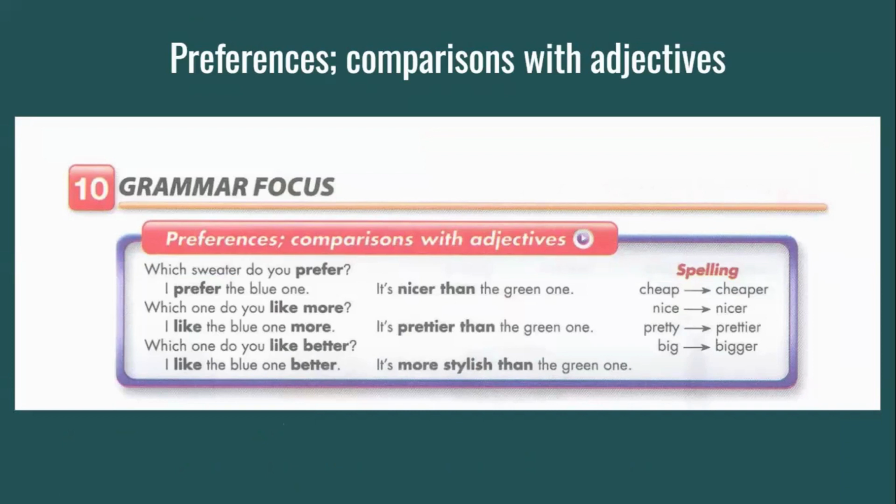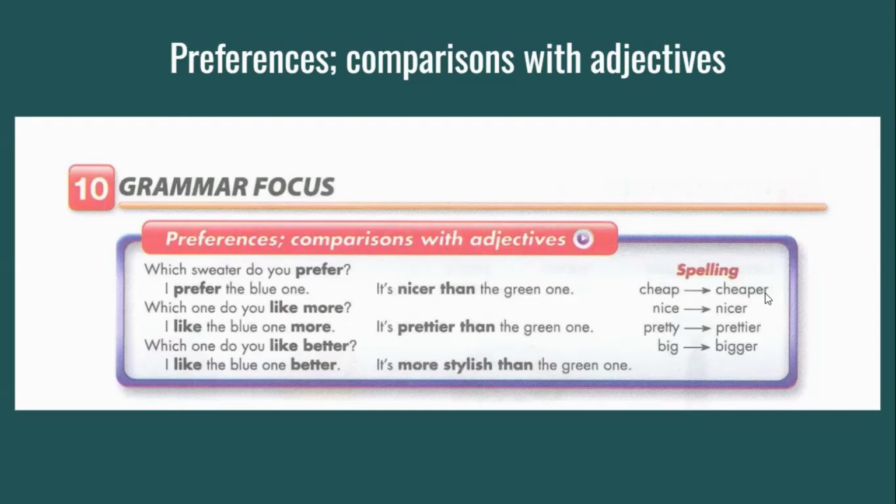So, better is again the second degree of the adjective. I like the blue one better. So it is nicer than the green one. It's prettier than the green one, or it is more stylish than the green one. So whenever we cannot make the word into comparative or superlative, like stylish, we will use the words more and most. Okay. And these are some of the spelling rules that you should remember.